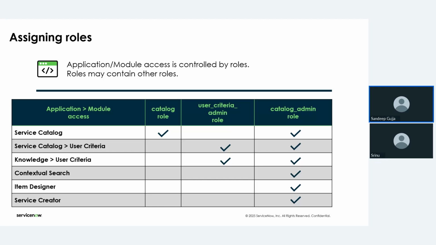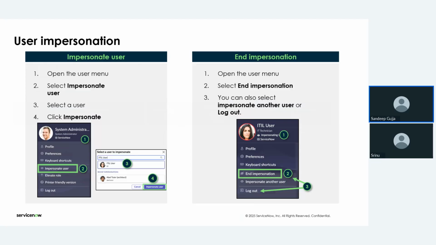But coming to catalog_admin, that person will have all the roles and all the permissions, because catalog is under that, and user criteria is also under catalog_admin. I will also explain how we can add one role under one role. Okay, so just wait for a minute. We will see that. Then one of the last most important things is impersonate user.